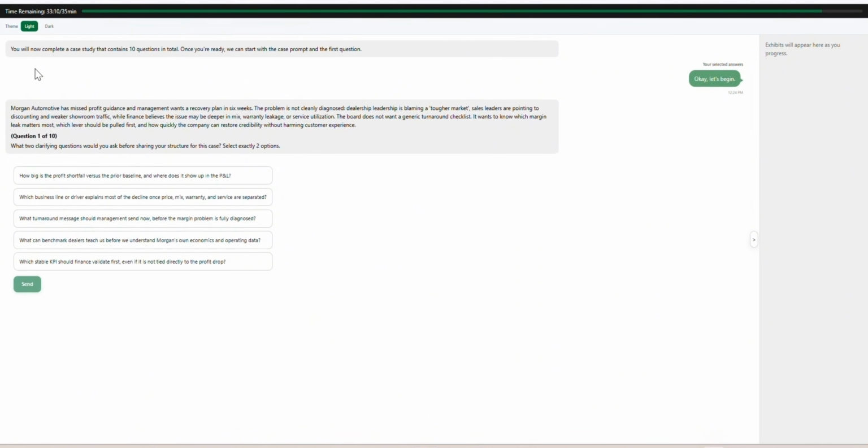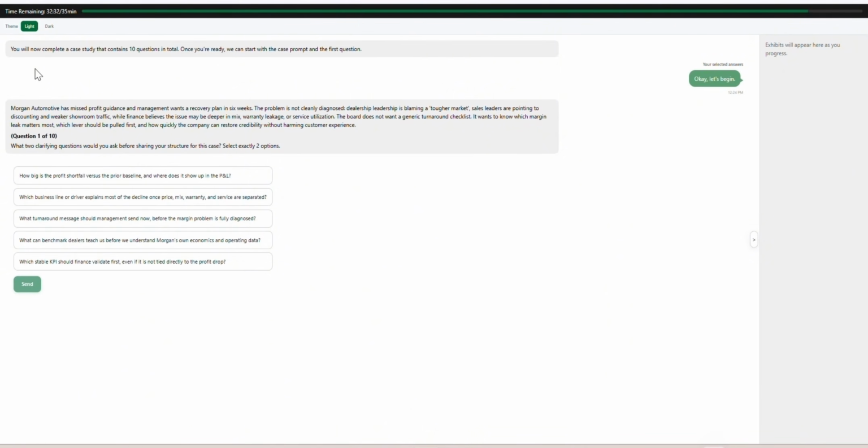We begin with the case intro, and the system already tells us that we have 10 questions to answer in total. That matters because it reminds you that this is a finite sequence, so you want to pace yourself. You've got just over half an hour for the full case, which is enough time to think, but not enough time to wander. So the aim is to have a steady rhythm of a few minutes per question and save a little slack for the final recommendation. All right, let's get into question 1.